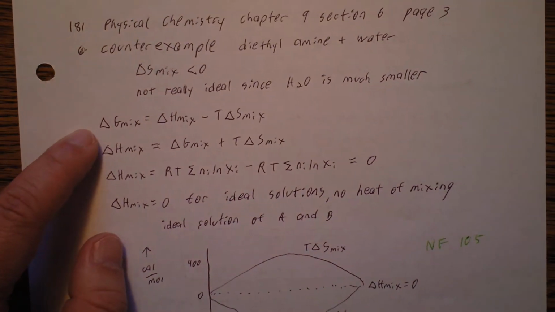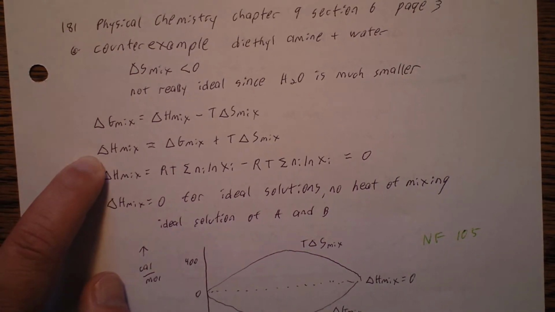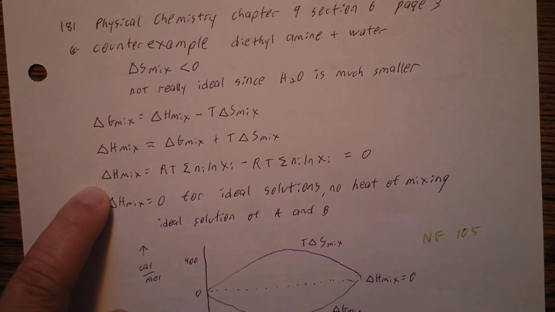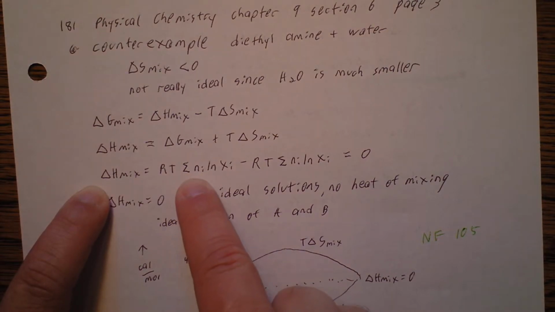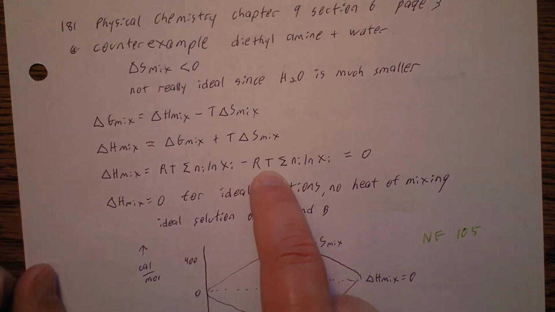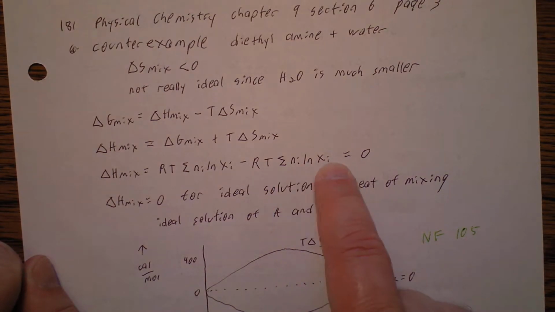Now we have the change in Gibbs free energy from mixing is going to be equal to the change in enthalpy from mixing minus temperature times the change in entropy from mixing. So you solve for the change in enthalpy from mixing and you get the change in Gibbs free energy from mixing plus temperature times the change in entropy from mixing. So we substitute in and we get the change in enthalpy from mixing is equal to the gas constant R times temperature times the sum over all the substances i of the number of moles of substance i times the natural log of the mole fraction of i, minus R times T times the sum over all the substances i of the number of moles of substance i times the natural log of the mole fraction of i.